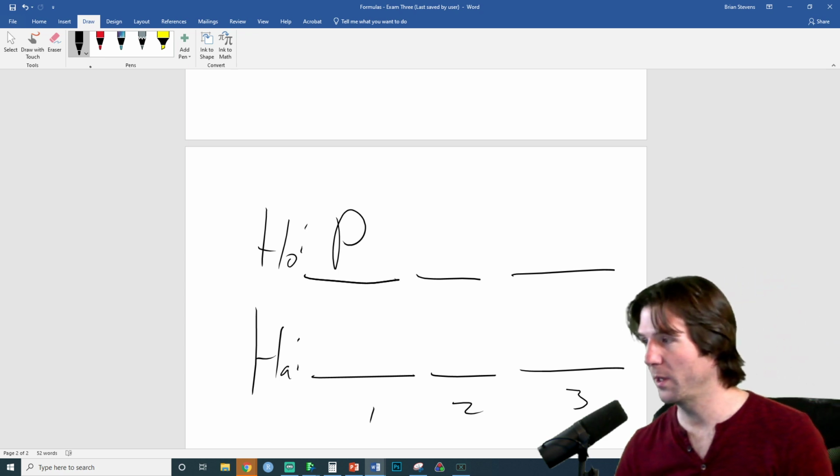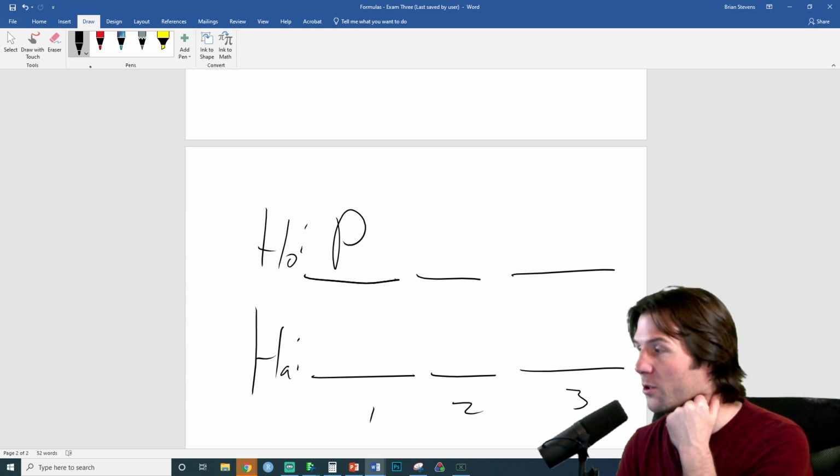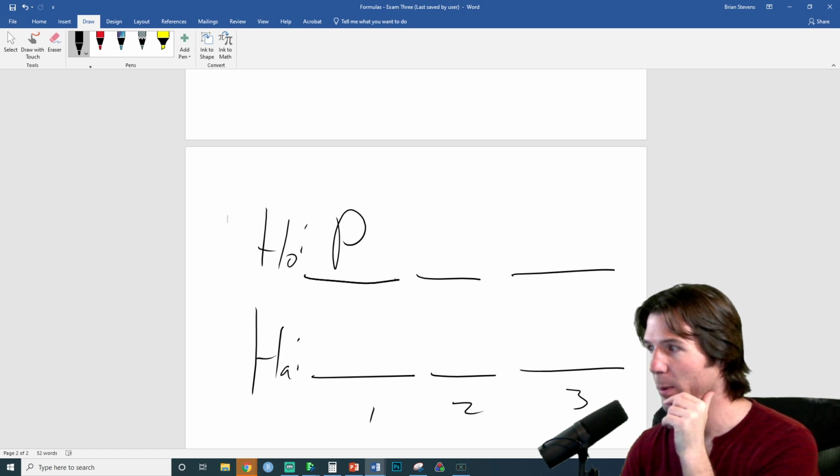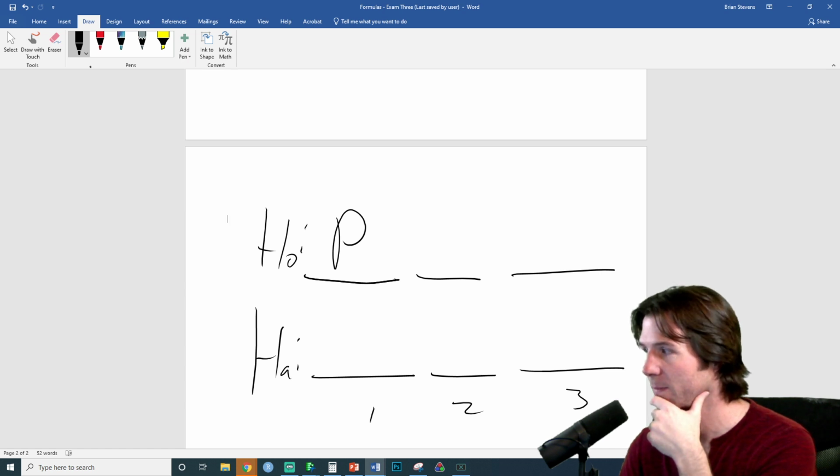What am I going to put for the alternative as soon as I put P right there? Who can tell me what goes in the alternative? If I put P right there for the null, what goes in the alternative?